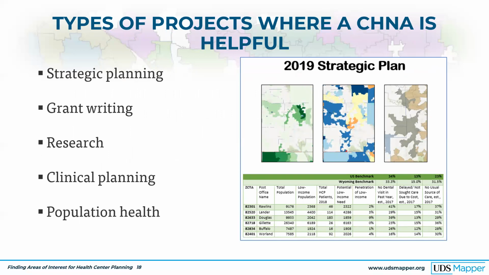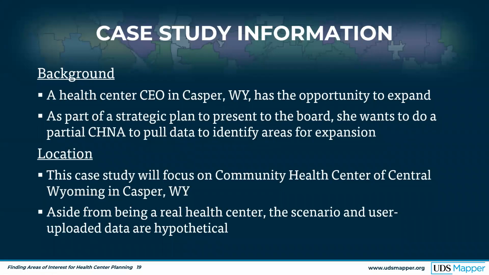So now that you know about the UDS Mapper a little bit, at least, we thought we'd share some of the types of projects that might benefit from a community health needs assessment. These types of projects include strategic planning, grant writing, research, clinical planning, and population health related projects. Health centers have embraced the UDS Mapper to inform these types of projects. And today's hypothetical use case will illustrate how the UDS Mapper can be used to perform a CHNA to inform strategic planning.